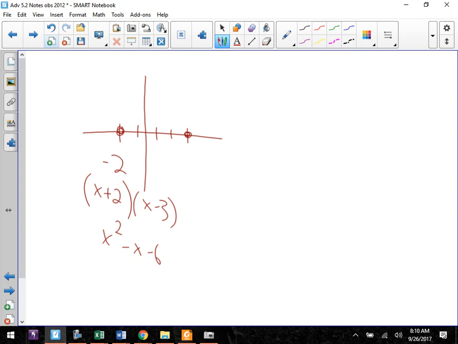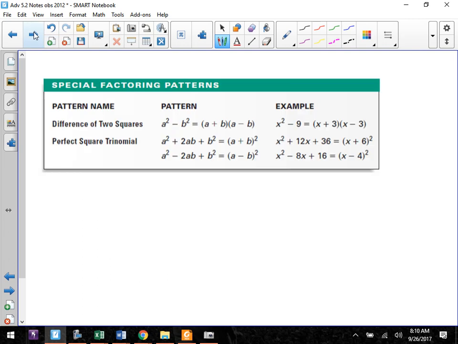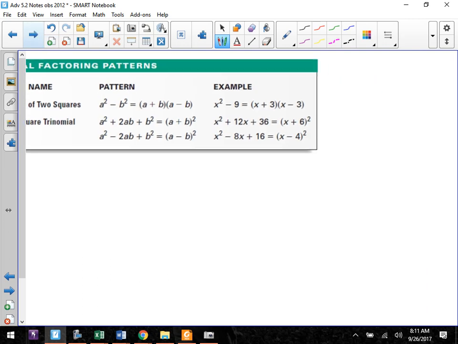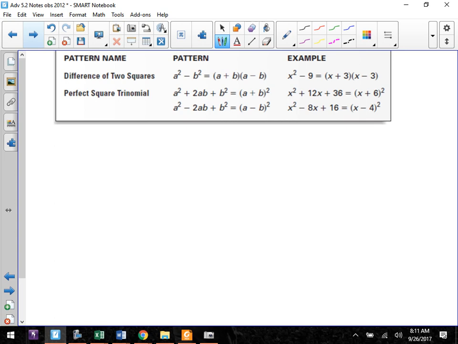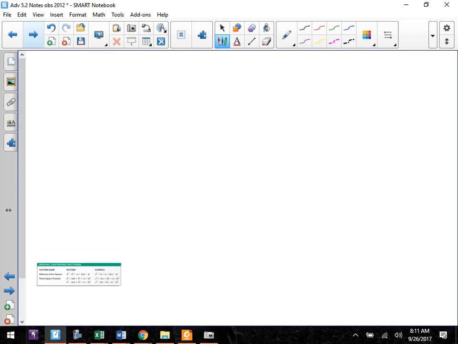Okay. We'll get there. There's also these crazy things with some special patterns. For example, that's called difference of squares. The reason why it's called difference of squares is because what's that symbol in the middle? Subtraction. It's a minus sign.